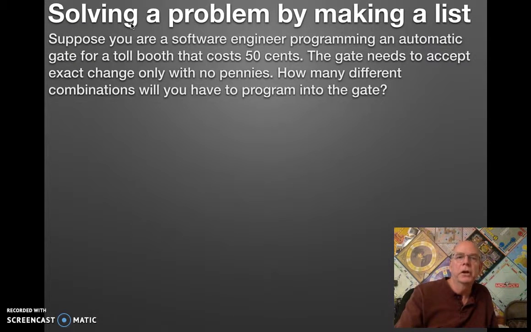All right, let's look at another example. Suppose you're a software engineer programming an automatic gate for a toll booth that costs 50 cents to get through the toll booth. The gate needs to accept exact change only, cannot give change, and it won't accept pennies. How many different combinations will you have to program into the gate?